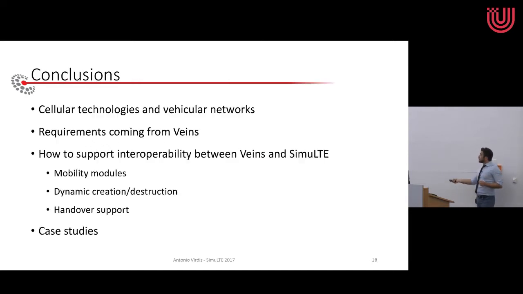Some conclusions. We discussed the cooperation of cellular technologies and vehicular networks, and we analyzed the requirements coming from Veins in order to be supported as a mobility system. We saw how to support interoperability between Veins and SimuLTE by having a look at the mobility modules included, dynamically creating and destroying modules, and supporting handover. And we saw a very simple case study.